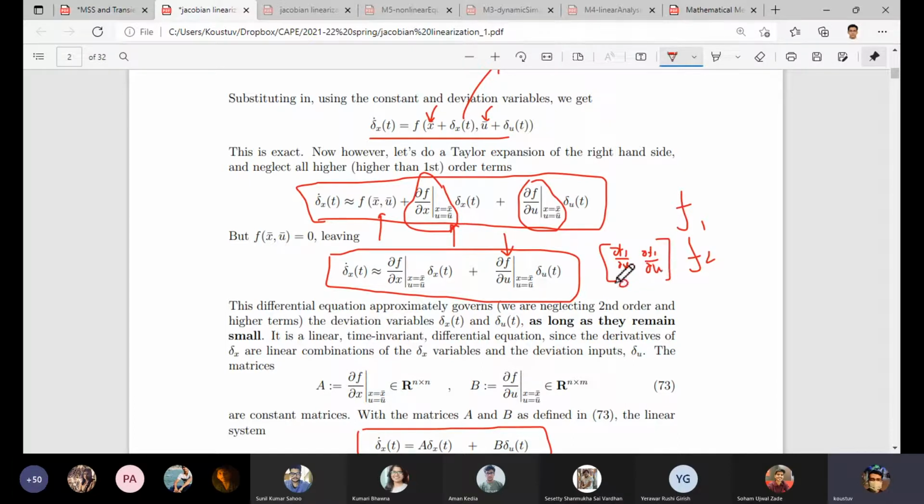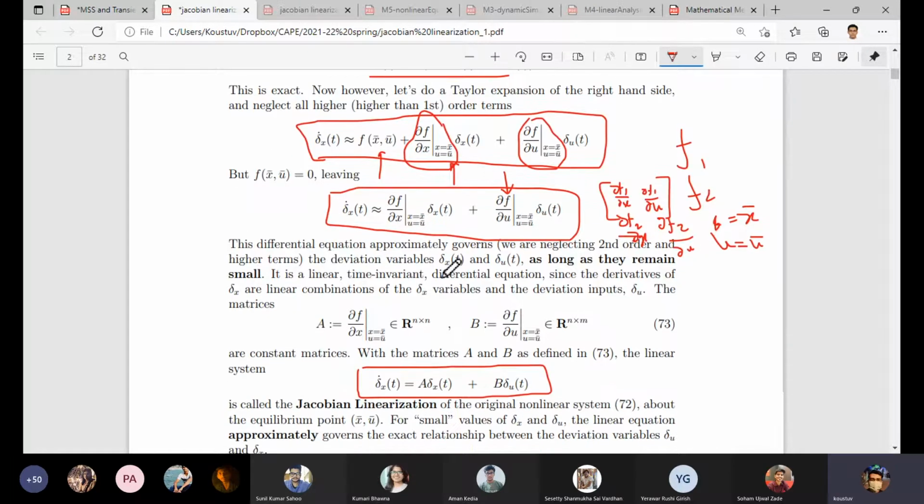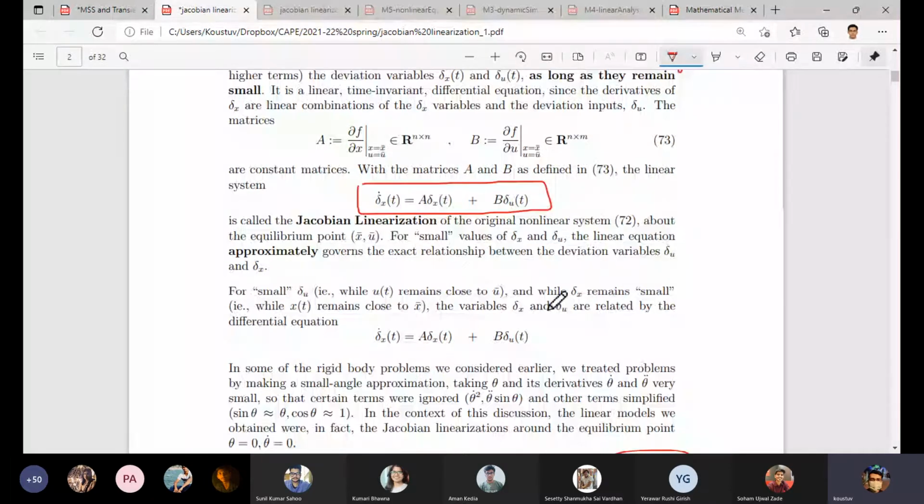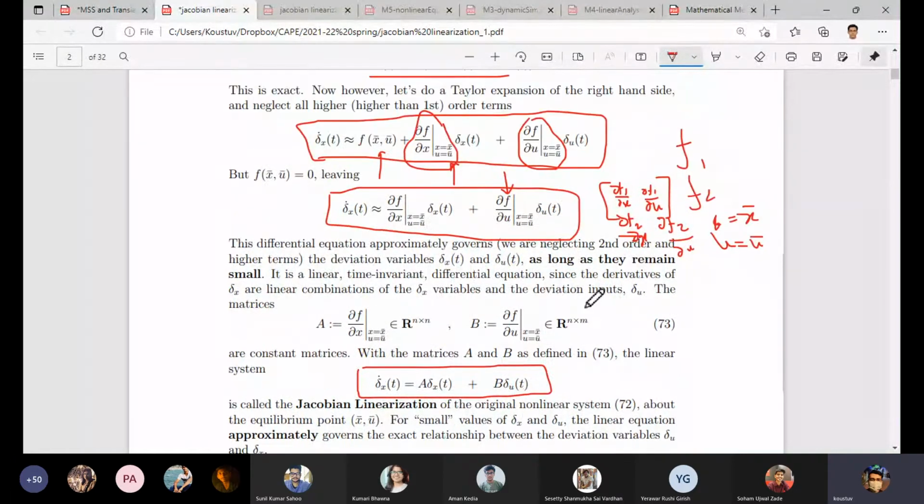and del f2 with respect to x, and del f2 with respect to u. And these are all function values evaluated at x equals x bar and u equals u bar. So if there are two functions, but since there is only one, we have just one linear equation, right? But we can have as many function values, and in that way we will have the matrix.